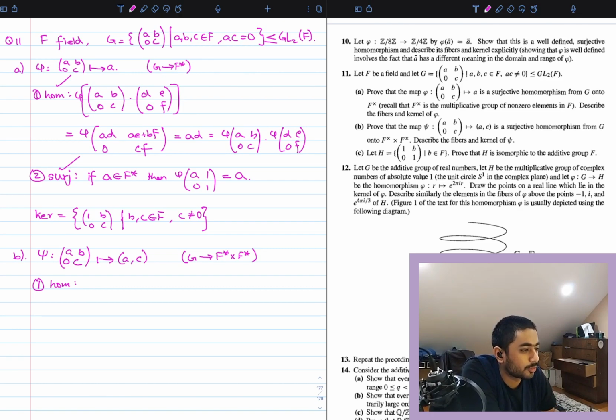Okay, so the homomorphism. Why is this a homomorphism? I'm just going to appeal to this thing here. That phi of the product of the matrices (a, b; 0, c) times (d, e; 0, f) is just (ad, cf).